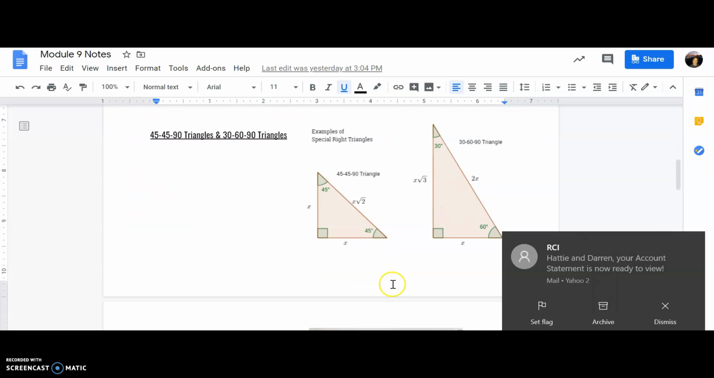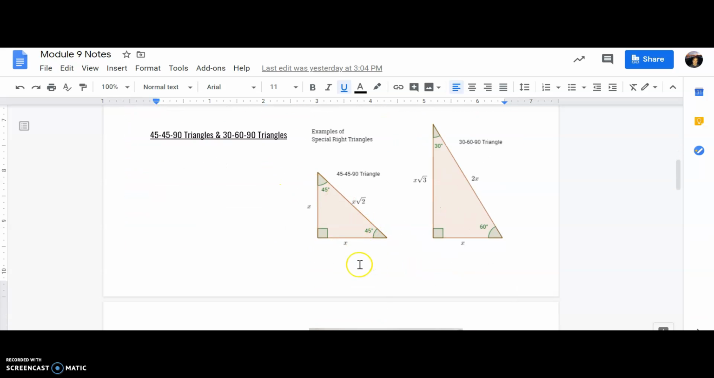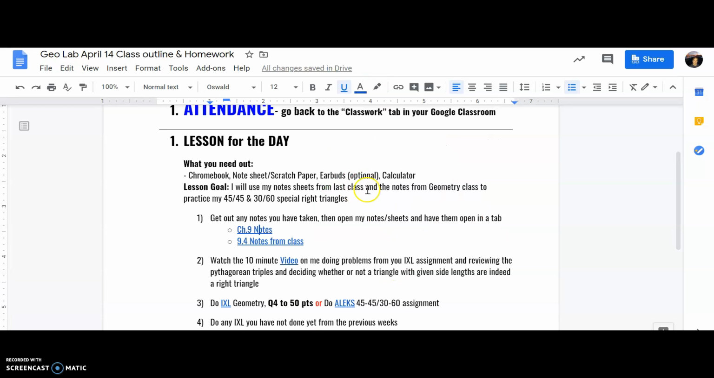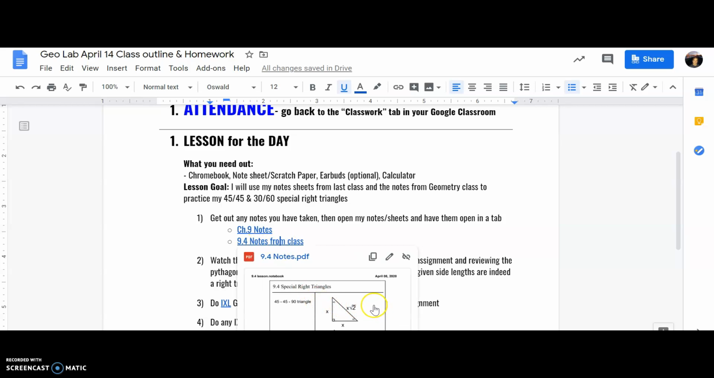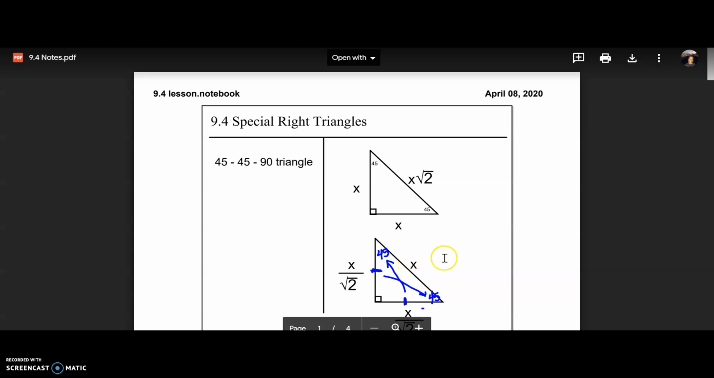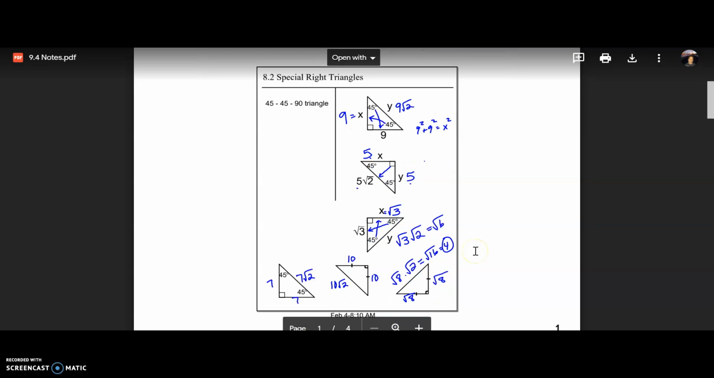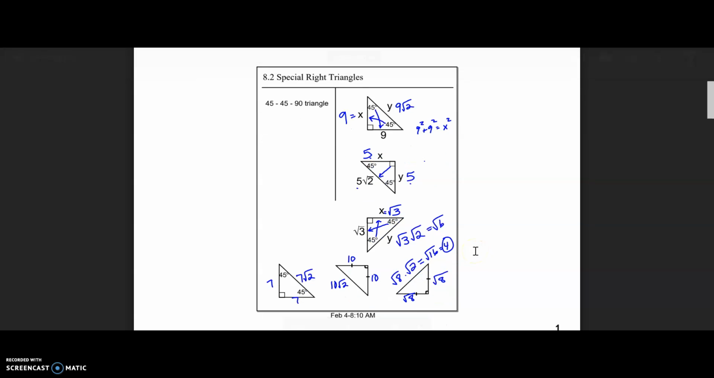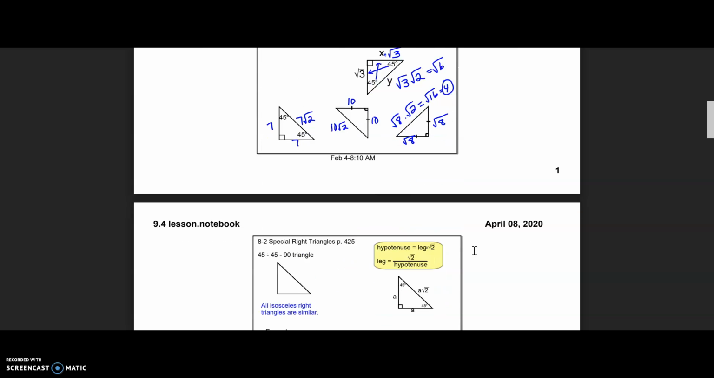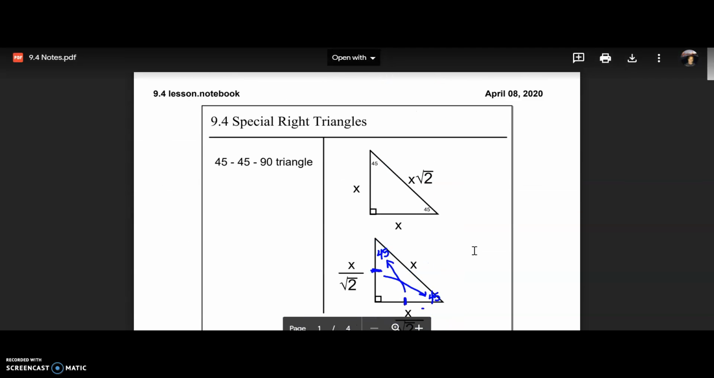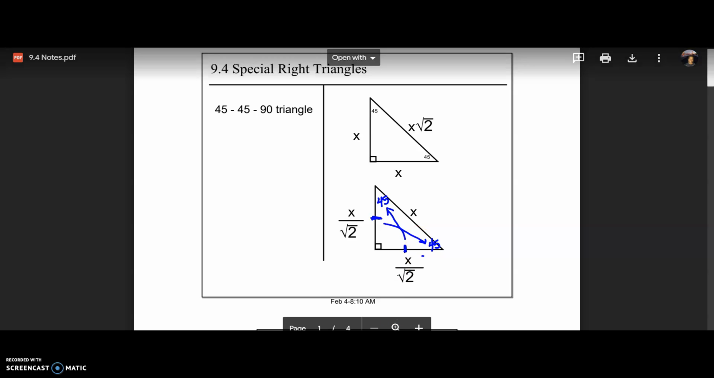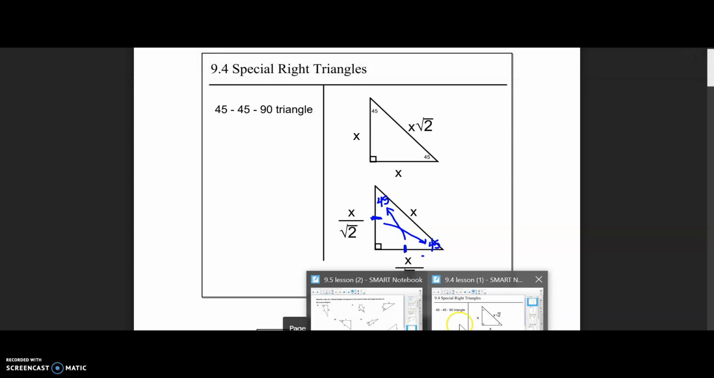All right, so this is the Module 9 notes. So I would have this part open as you're going. All right. So back to our lesson outline here. This 9.4 notes, this is from the video in class last time. And so I just took a PDF of the notes that I took in class last time. So again, this would be a good thing to have out as well. Okay. So I just wanted to review a couple of these, and then we'll go ahead and practice some IXL and ALEX. I'll show you kind of what the homework will look like today.